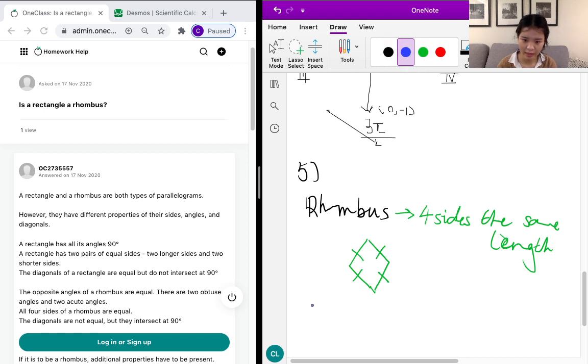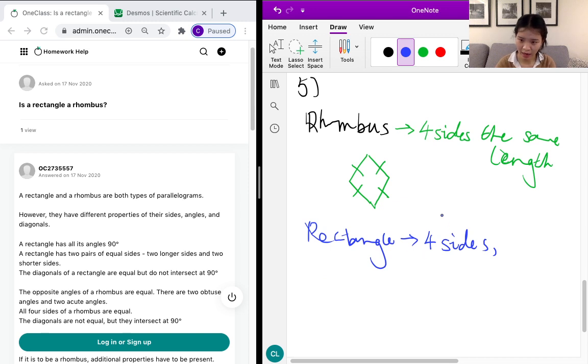Next, let's define a rectangle. Again, the definition of a rectangle in Euclidean geometry is a shape that has 4 sides, and all 4 angles of this shape are right angles. 4 right angles.